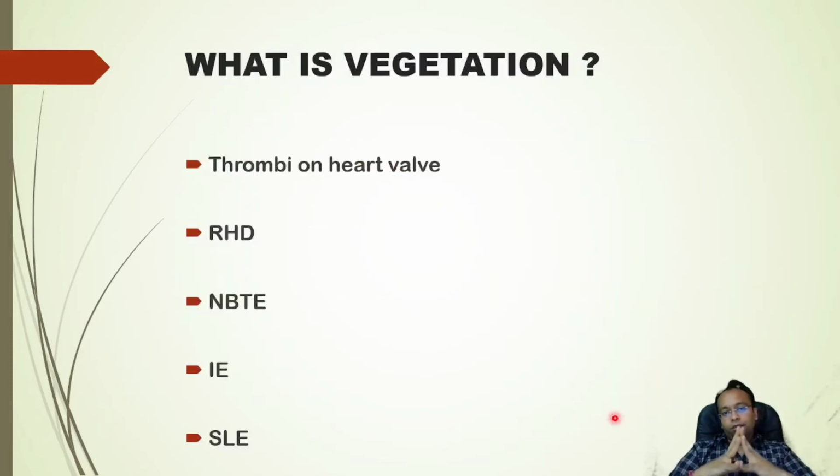All right. Now, one very interesting question: what is vegetation? We will discuss the vegetation in our cardiovascular system discussion, but what is the meaning of vegetation? So, vegetation means thrombus formation over the heart valve.